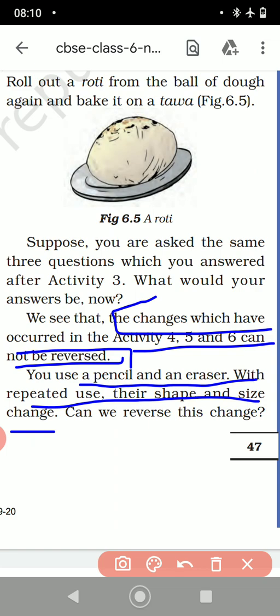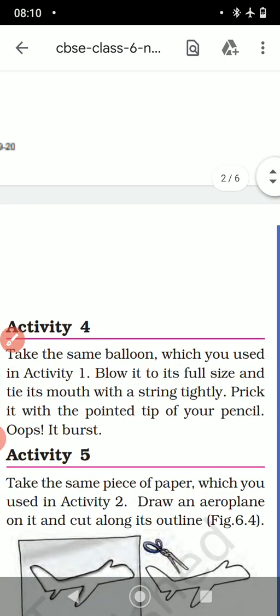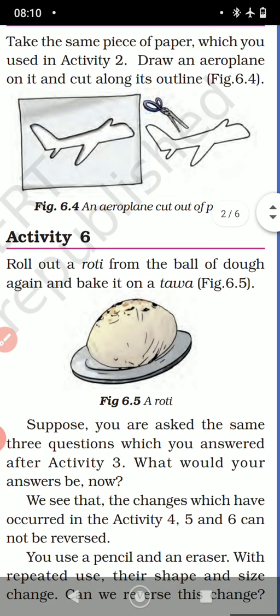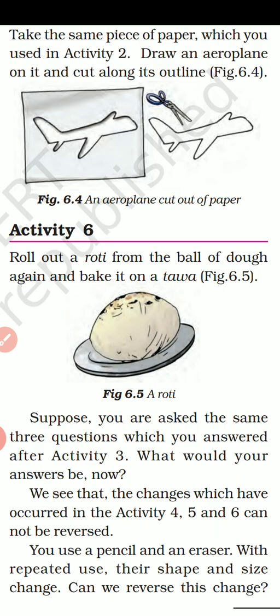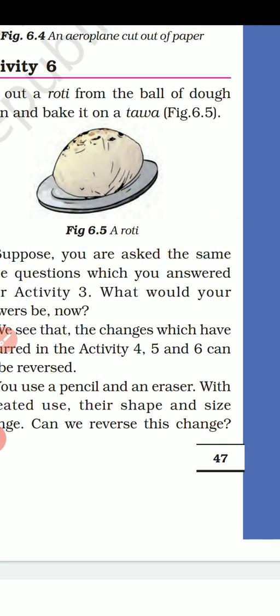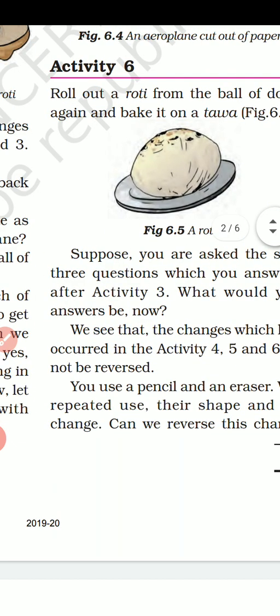So now children, we all know that when the balloon is burst, you cannot bring it back. When the paper is cut from the sheet, you cannot get the sheet back. When the chapatis are baked already, you cannot get the dough back. So wherever changes are not reversed, you can see these 3: an aeroplane cut out from the paper, a chapati being baked, and a balloon being burst. These 3 things are irreversible changes. Here also, the change in the shape of the pencil and eraser after repeated use cannot be reversed.